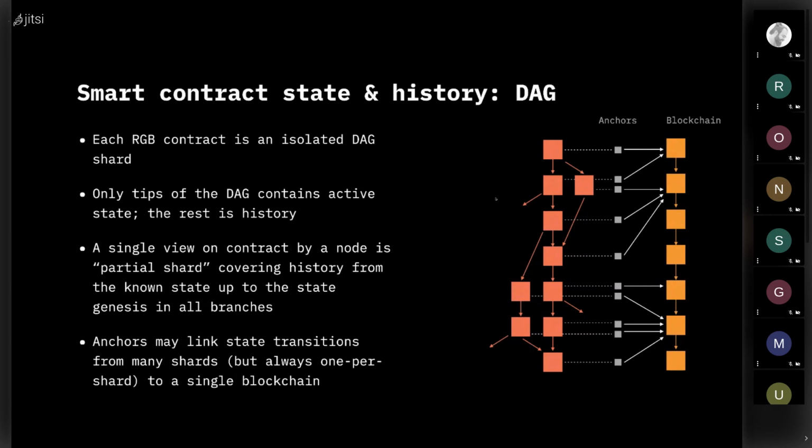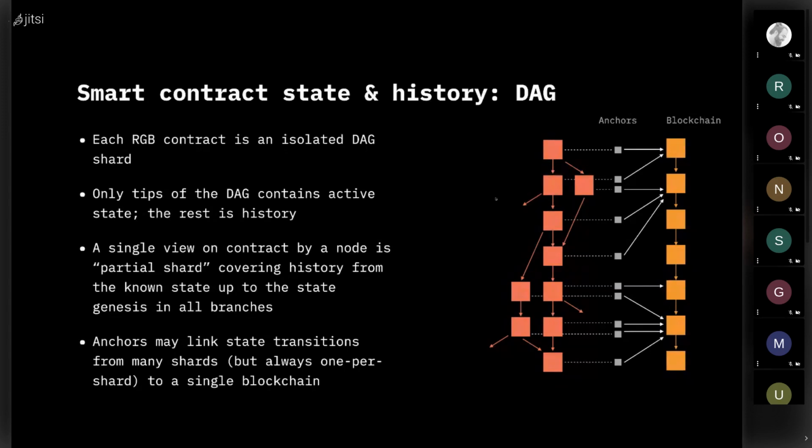So each RGB contract is a DAG of state transitions. We call them RGB nodes, actually, because it's not only state transitions. There might be other types of nodes. We will be talking about that in more detail a bit later on. So it's a DAG of certain nodes, and only tips of this DAG contain active state. The rest of the DAG is a history.